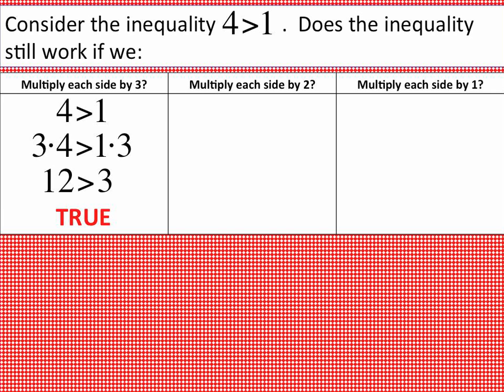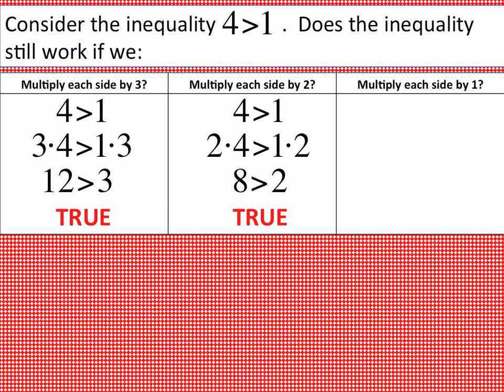What about if we multiply by 2? Well, we start back with 4 is greater than 1, and we multiply both sides by 2. We'd wind up with 8 is greater than 2, and 8 is greater than 2, so that works. So it's still good. Multiply each side by 1. Well, multiplying by 1 is real easy. 1 times 4 is just 4. 1 times 1 is just 1. So 4 is greater than 1. It is, so that is true.